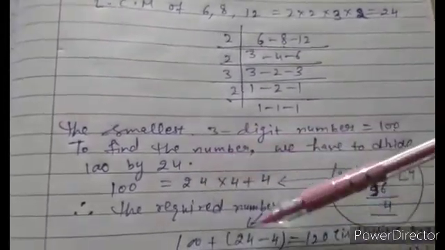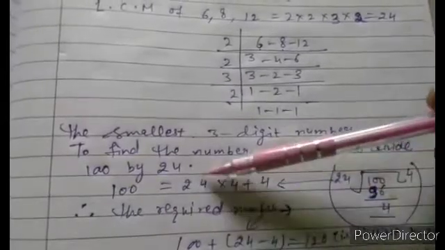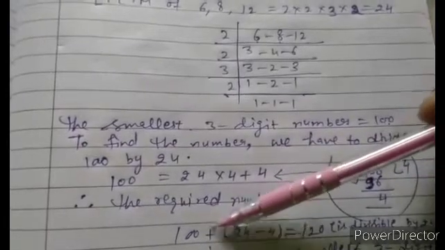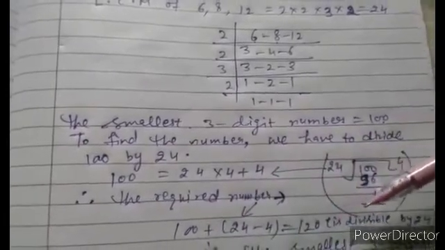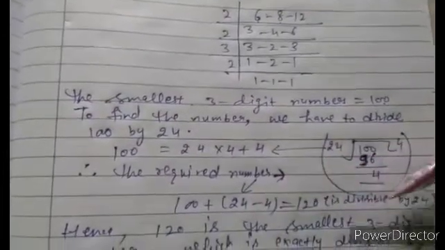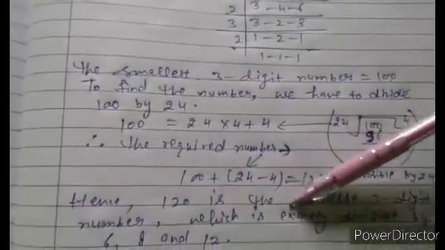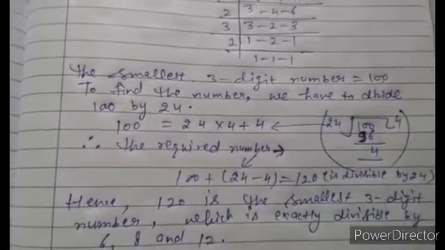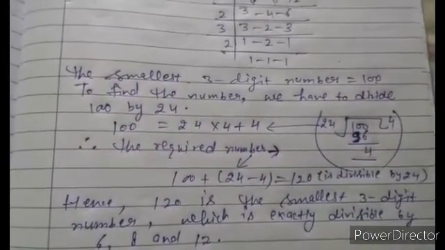So if I subtract 4 from 24, it will be 20, and if I add that to 100, we get 120. So 120 is divisible by 24, so it will be divisible by 6, 8 and 12 exactly. So 120 is the smallest 3-digit number here.